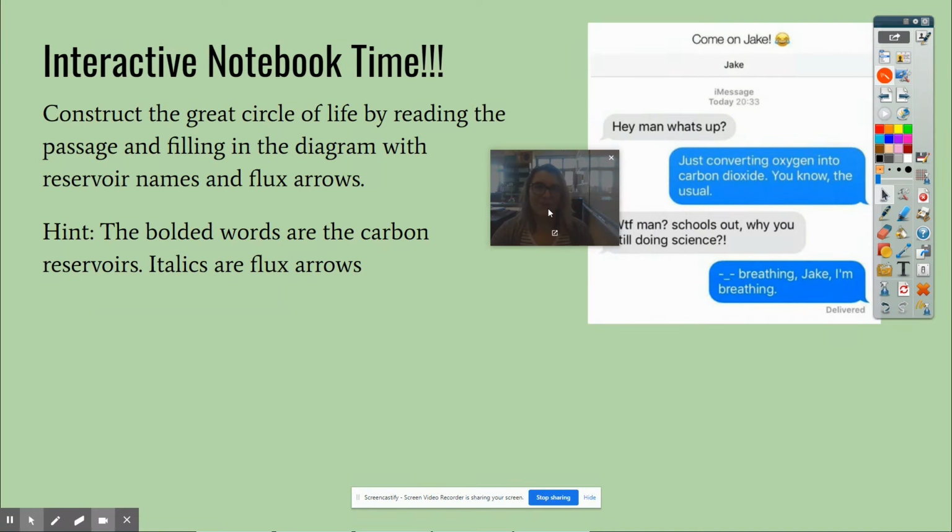All right, so you are going to go to your interactive notebook and you're going to construct the great circle of life by reading the passage and filling in the diagram with reservoir names and flux arrows. So you're doing this for the carbon cycle. Tomorrow we'll go over the carbon cycle together. Hint: bolded words are the carbon reservoirs, italics are the flux arrows.